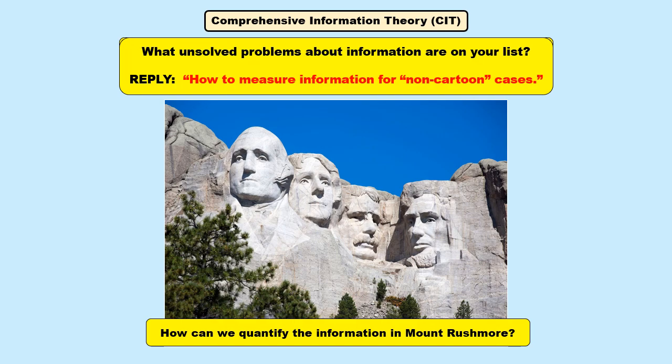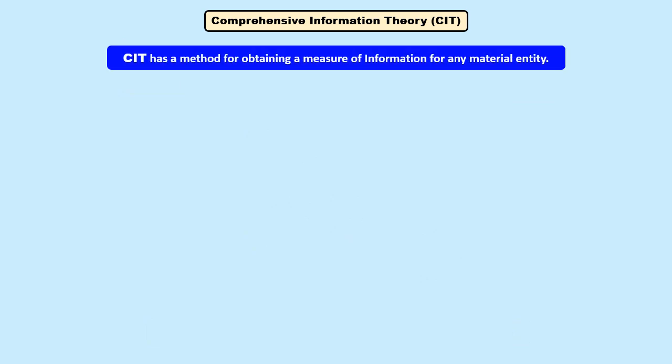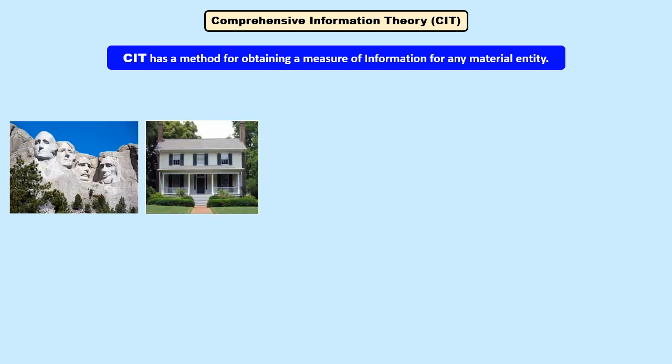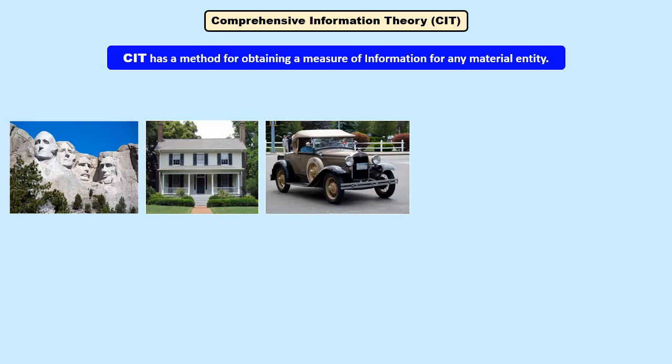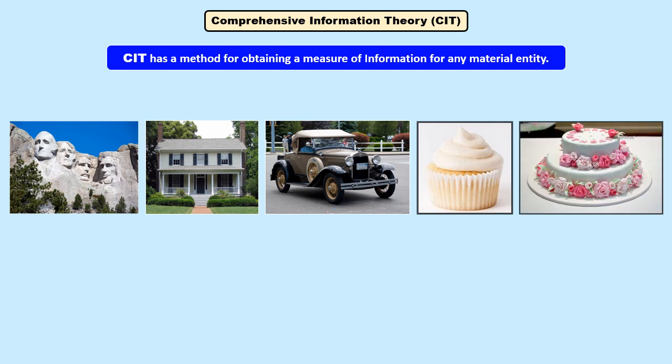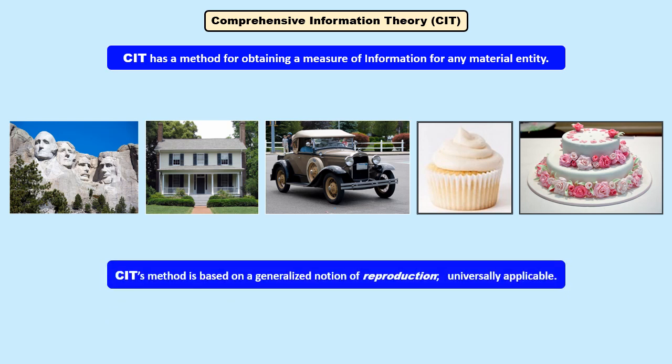as Mount Rushmore. I replied to him that CIT had a method for obtaining a measure of information for any material entity, which would include Mount Rushmore, a house, a car, a simple cupcake, an elaborate cake, or any other material entity. I also conveyed to him that CIT's method was based on a generalized notion of reproduction, and was universally applicable. Without requesting any explanation of what that meant, the idea was rejected, and our exchange ended.